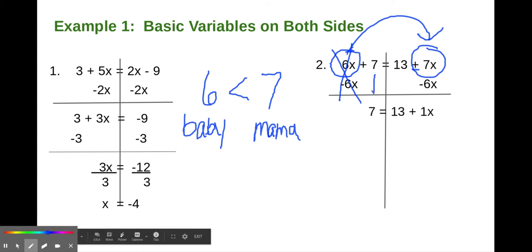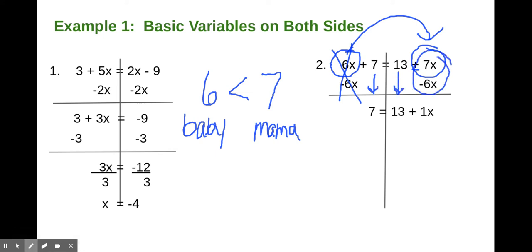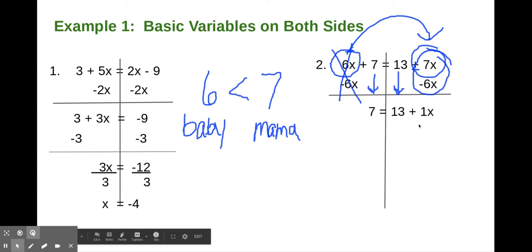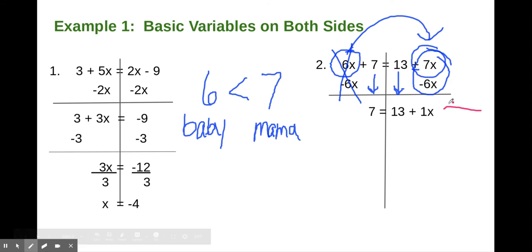So then what we're going to do is bring down that 7. We're going to bring down that 13. And 7 minus 6 is that 1x. And some of you might not want to write 1x. Some of you just write x, and that's fine. Okay. So now this is a two-step equation. This is what we were used to solving all last week.